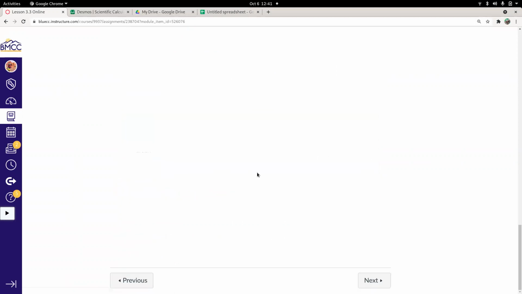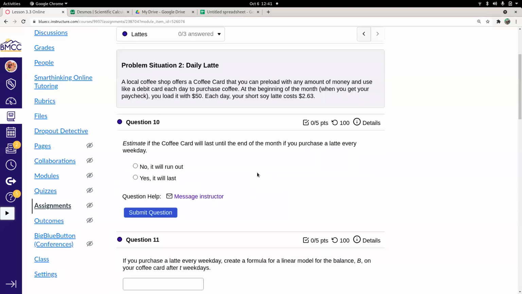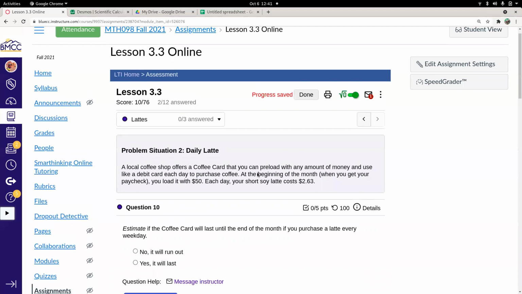I'm going to set up the next problem and then set you guys free to work on it on your own, and feel free to ask questions if you got some. All right, so this is the latte problem. So this one's a little tricky because I got some details to think about.